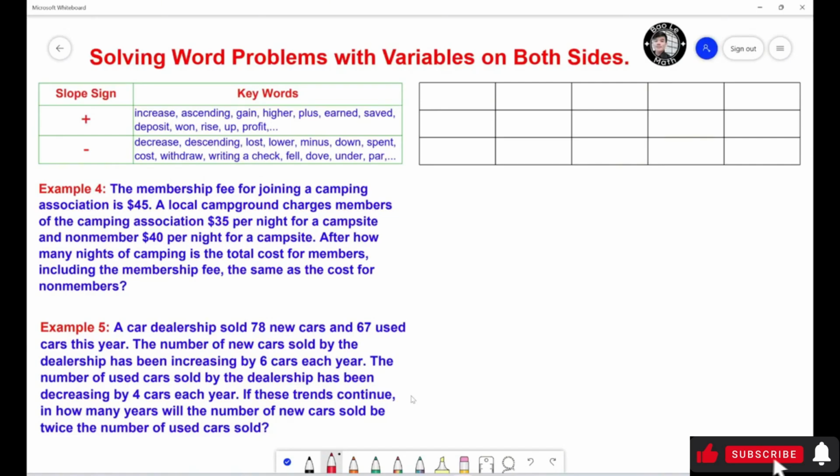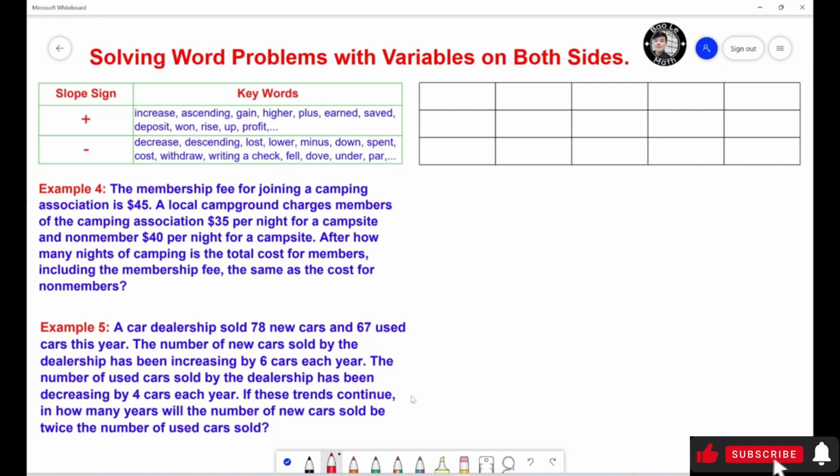Hello everyone. In this video, we're going to learn how to solve word problems with variables on both sides. Before we start, make sure you master the concept of how to solve multi-step equations in word problems. In order to do that, please check out the previous video in the description below. Let's pause the video and give it a try.